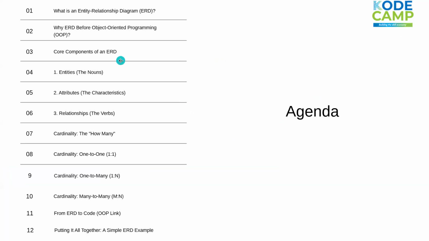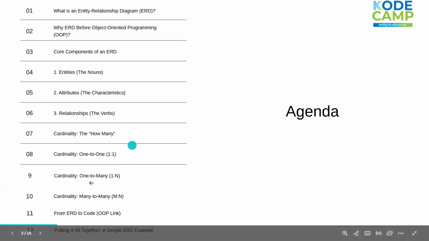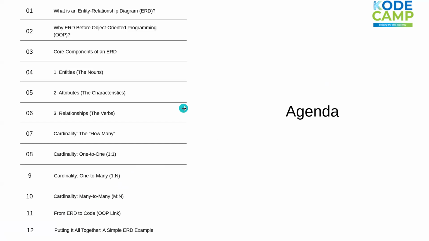So we'll look at what an ERD is, why we need it, why it is important in OOP, and the core components of an ERD: the entities, attributes, and relationships. Then for cardinality, we will learn the meaning of how many: one to one, one to many, many to many. Then we'll see how to connect that to code and put everything together.